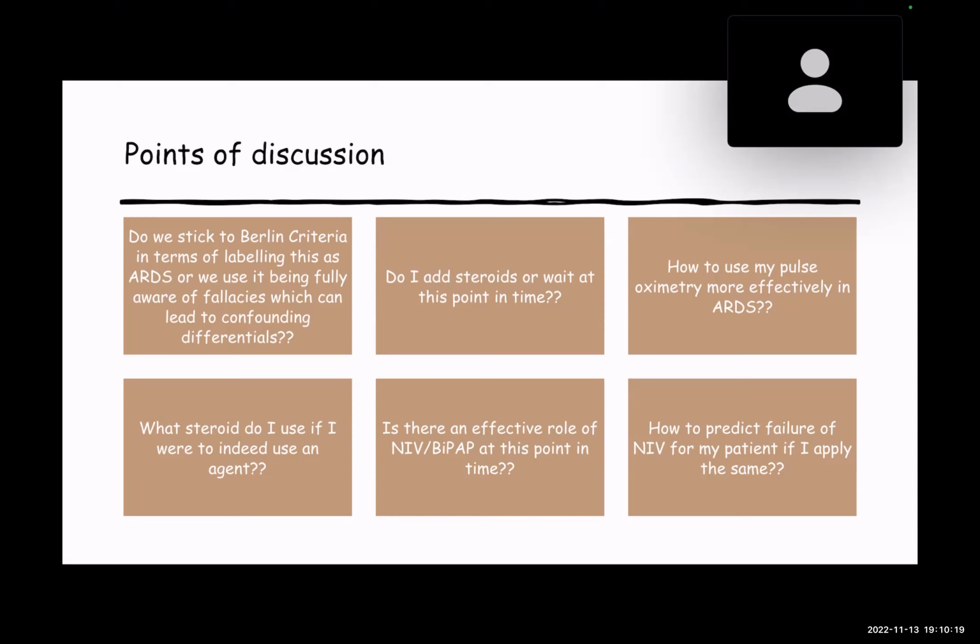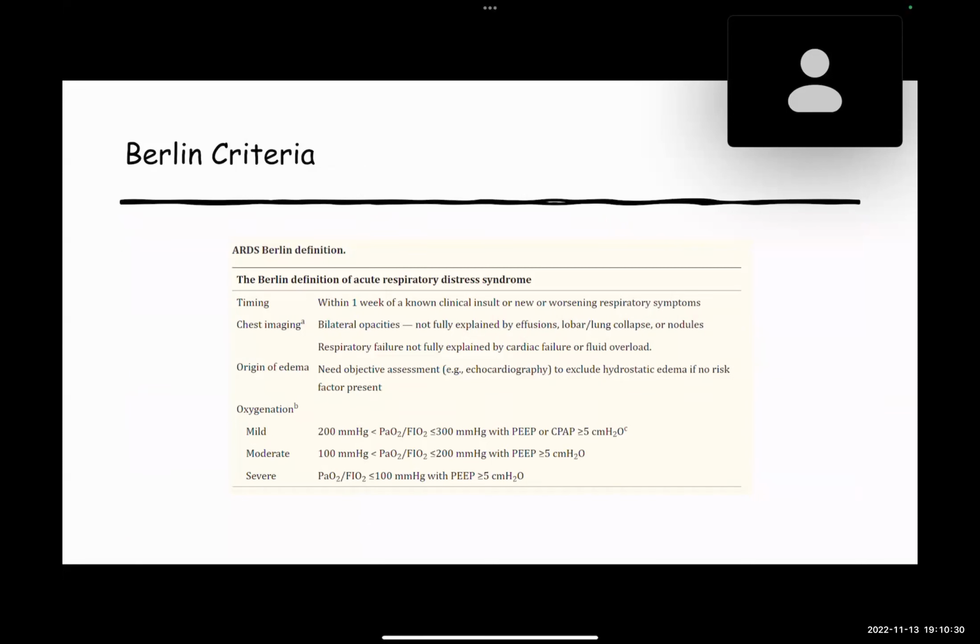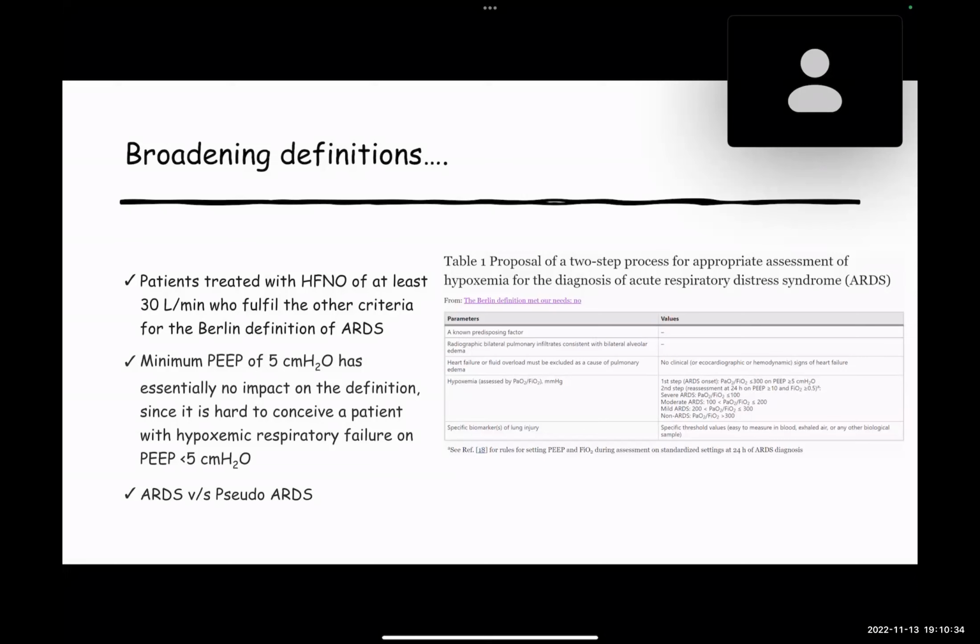Okay, Khushboo, next slide. Sir, how to use my pulse oximetry more effectively in ARDS? This was also one of the points. Yeah, so go to the slides. So you carry on with the slides. Okay. So this was volume. Skip this. Skip volume criteria, everybody knows. Yeah, okay, skip this also.